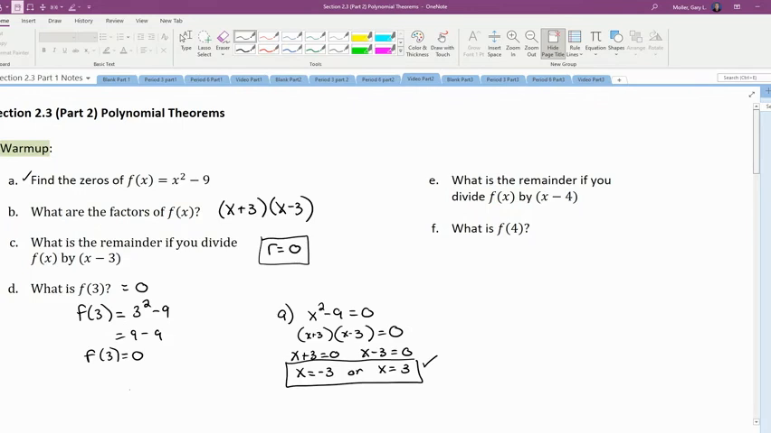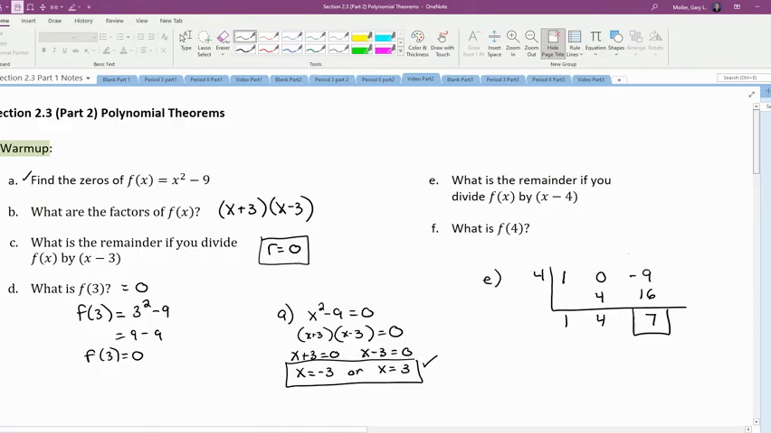Part E, what's the remainder if you divide by x minus 4? Well, I already know x minus 4 is not going to be a factor, so it will have a remainder other than 0. But let's find out what it's going to be. I'll use synthetic division. Let me set up the box here. x squared minus 9 would be 1, 0, negative 9. And if I'm dividing by x minus 4, I'm going to use positive 4 here. I bring down 1, I get 4, I get 4, I get 16, I get positive 7. So the remainder is 7.